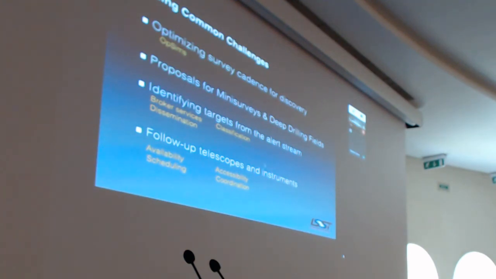And touching on follow-up where necessary, this is going to involve a lot of other infrastructure, such as the accessibility of suitable telescopes, the coordination of such a large-scale follow-up campaign, given the sheer alert rate from LSST, and so that in turn brings on issues of observation scheduling.